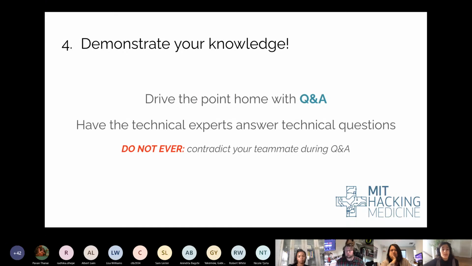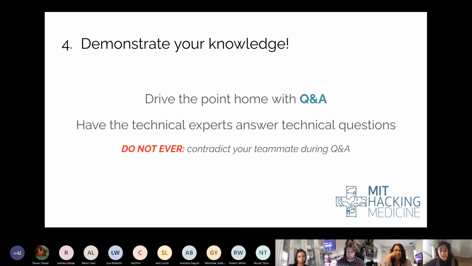The fourth pillar: you want to be able to demonstrate your knowledge. So really drive the point home with the Q&A. You're getting 3 minutes for the presentation, but you're also getting 2 minutes for Q&A from the judges. Make sure that you have delegated within your group who answers what type of question. For any technical questions that come up, have the technical experts answer that.